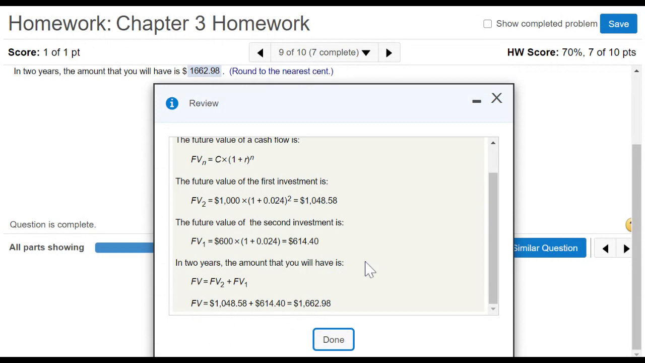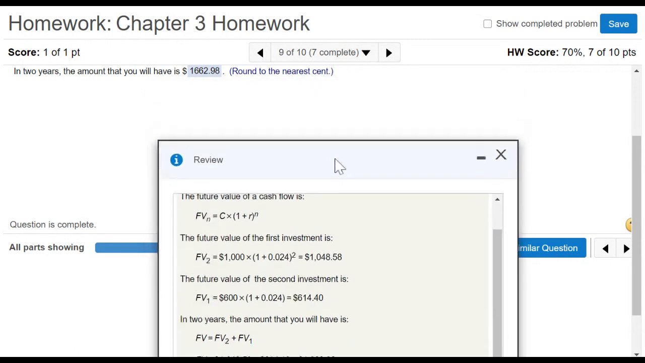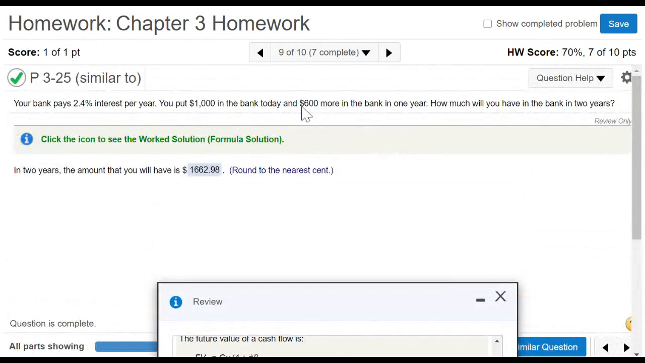We use our calculator and say N equals 2, number of periods, and N equals 1 for the $600. That's how we come up with that answer. So you have to do two things, and then you're able to put them together.